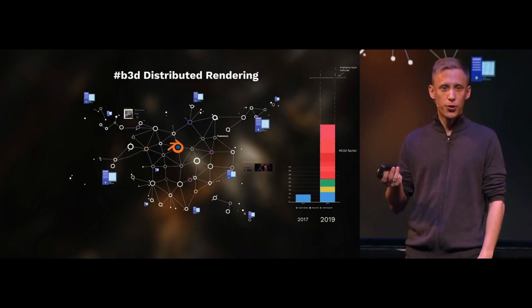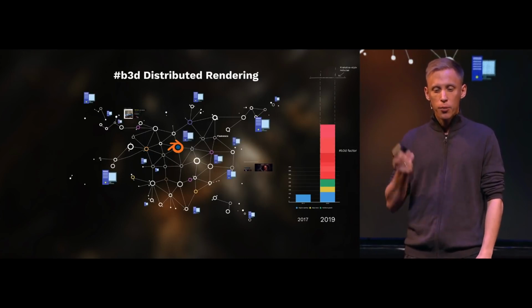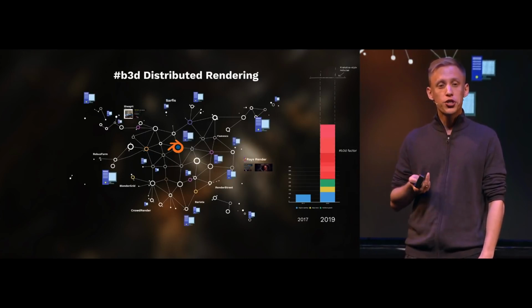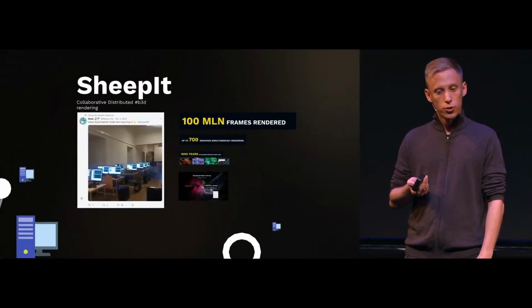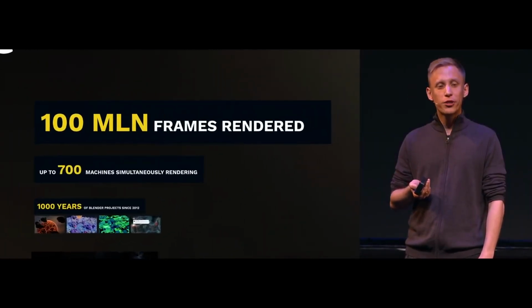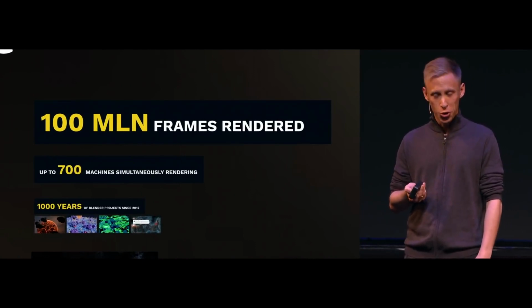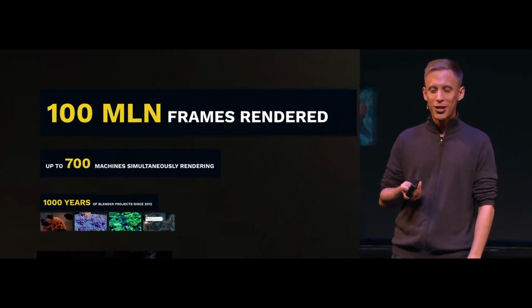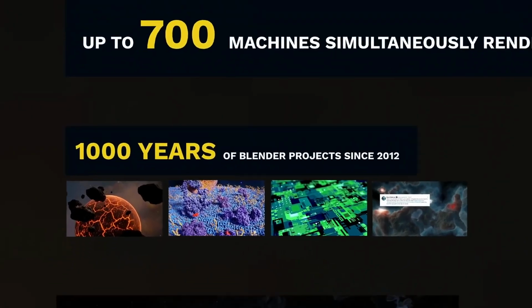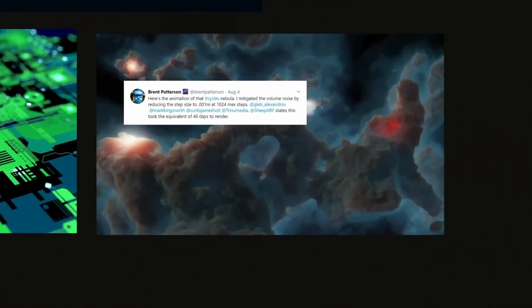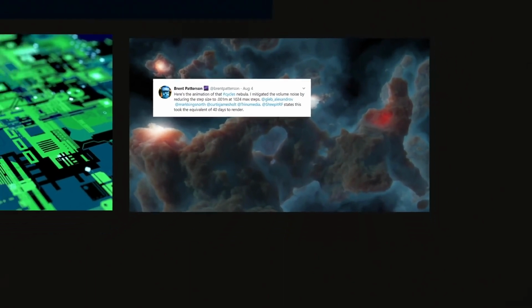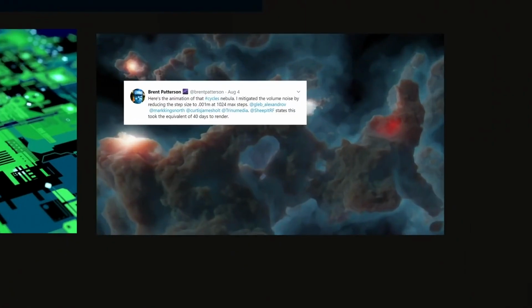Thankfully, such a thing as distributed rendering has become a viable option. Distributed rendering means that people share their computers to do rendering tasks that would otherwise take weeks and months to finish. Probably the most popular distributed render farm is Shipit. To give you some details about Shipit, 100 million frames rendered since 2012, up to 700 machines simultaneously rendering each day. 1,000 years of Blender projects since 2012, including our Nebulae. Special thanks to Brent Patterson for helping us out with rendering this stuff on Shipit.